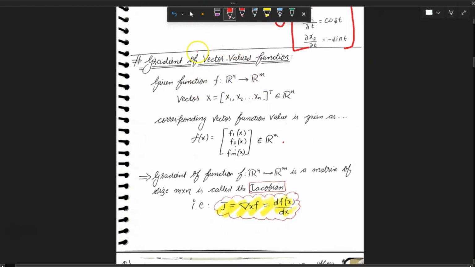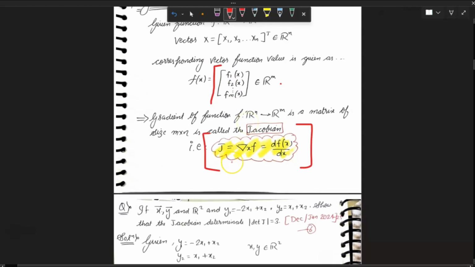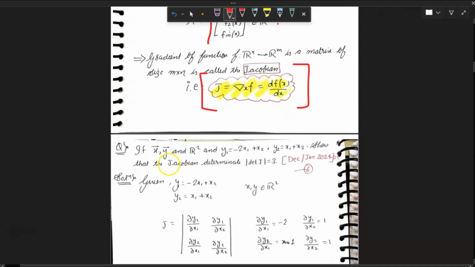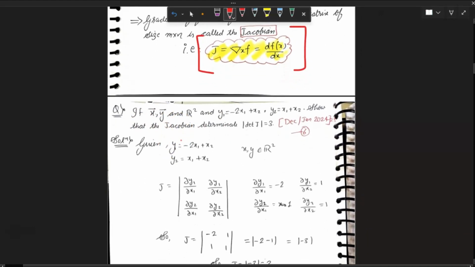The next topic is gradient of vector valued functions. No need to worry more about it. Just remember the Jacobian concept here. What is the Jacobian concept? Jacobian is simply a column matrix which contains function 1 of x, function 2 of x, up to function m of x. Let's see with an example, you will understand it more clearly. Here y1 is equal to minus 2 x1 plus x2, y2 is equal to x1 plus x2.